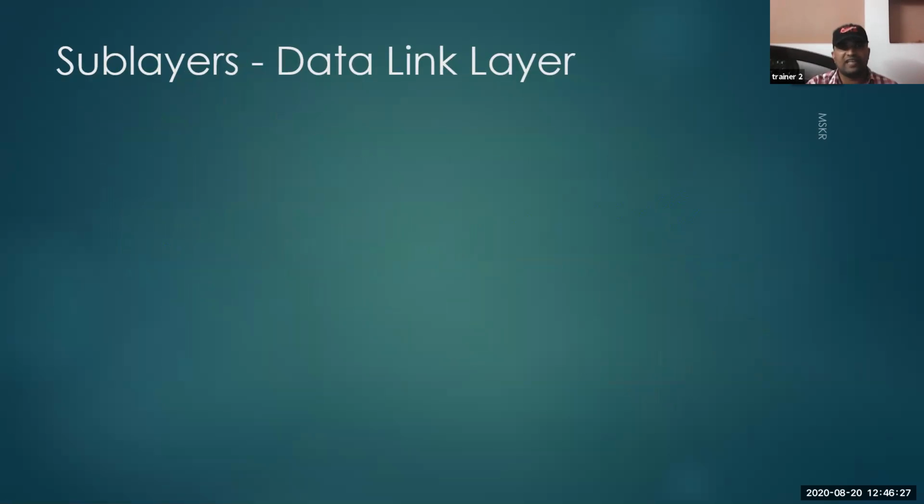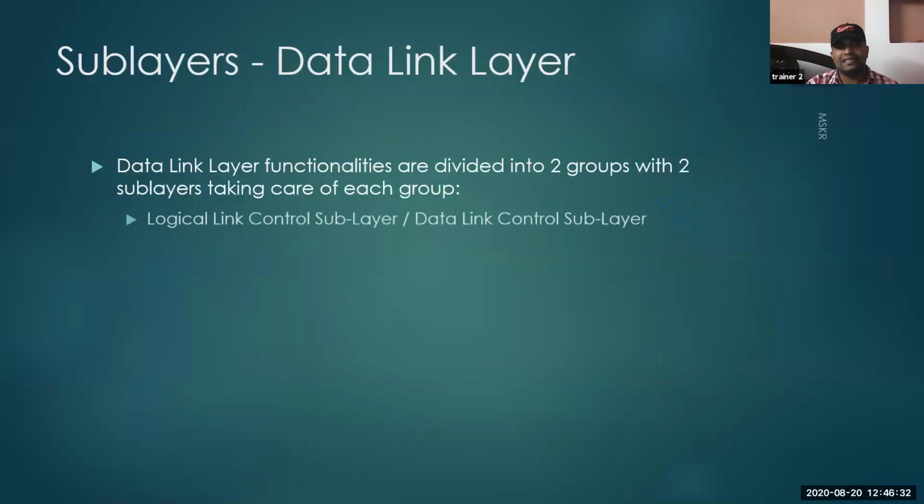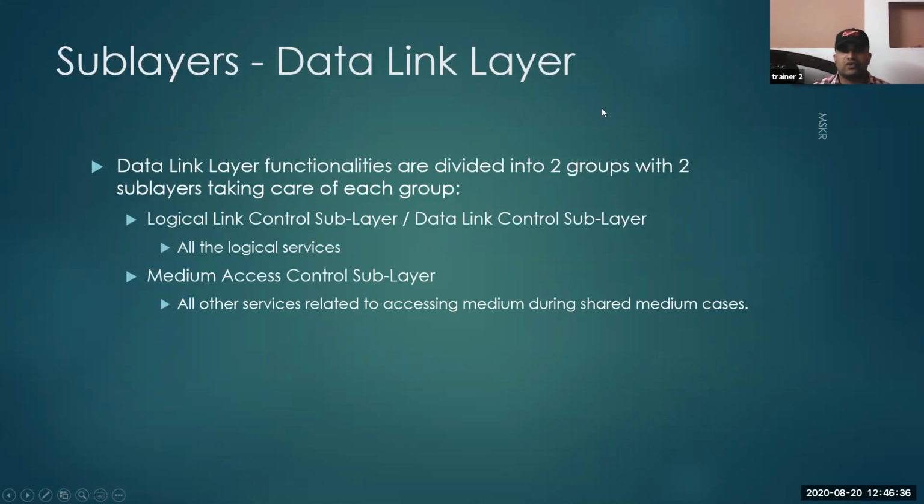Now to provide these services to the network layer, the data link layer is actually divided into two sublayers. Okay, that means the data link layer is going to divide your entire work into two groups. So I said it needs to provide framing, flow control, error control, and medium access control.